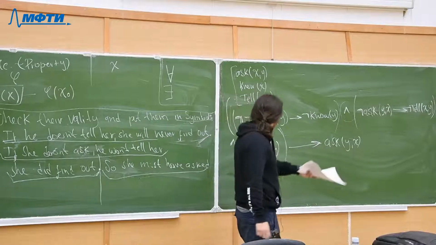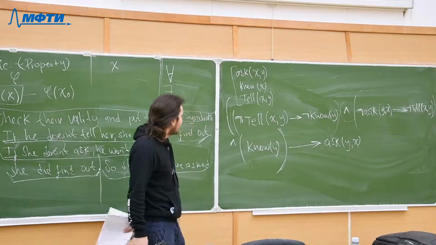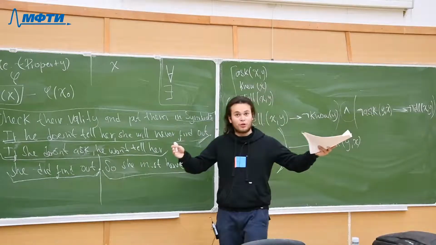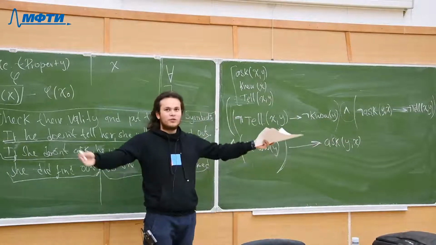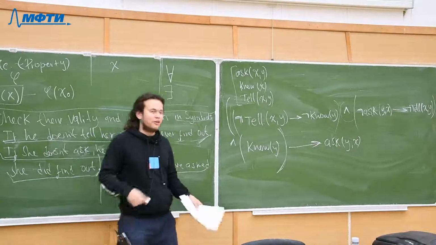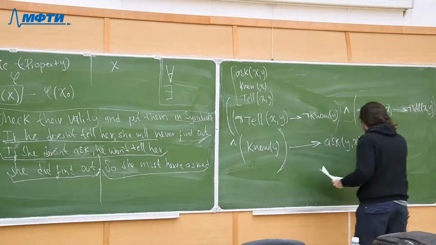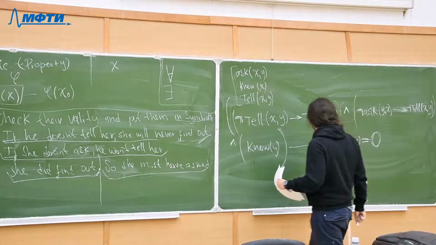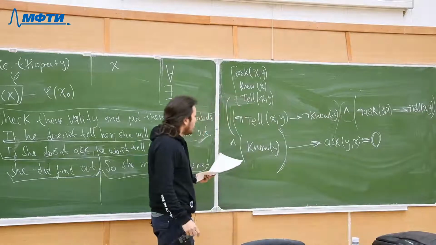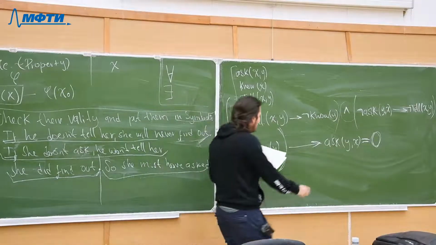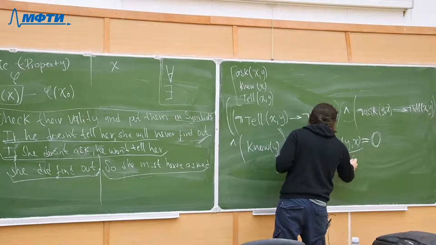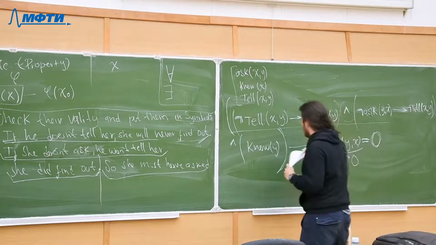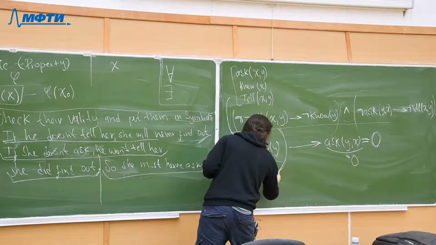Okay, so what do we need to do? We want to verify that this is always true. So we do it by contradiction, always. Do not forget that. So let's assume that this is false. So it means that this is false, right? And all these have to be true, right?